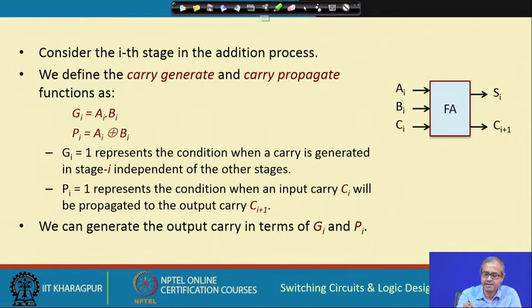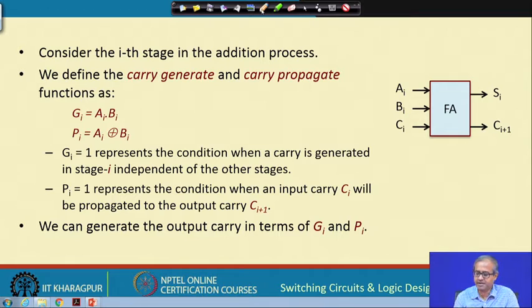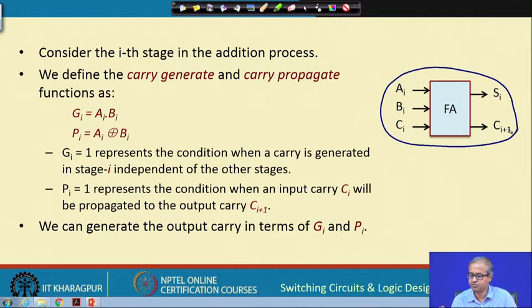So, we look at the full adder again. Look at the ith stage of the full adder. Just with respect to the ripple carry adder, imagine that in the ith stage the inputs were A_i, B_i and the carry input C_i, and the outputs were the sum S_i and the carry C_(i+1), which was going to the next stage.